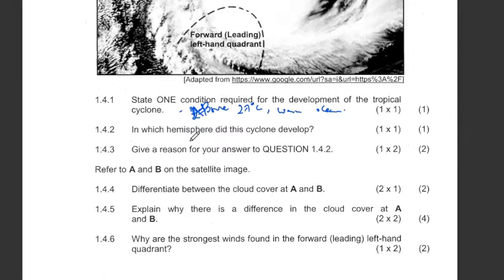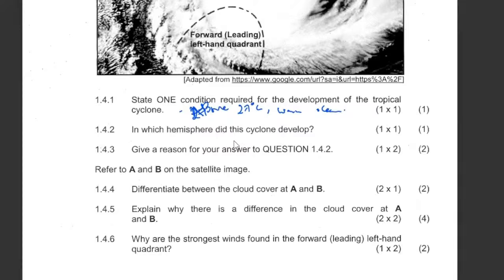One condition that is required for the development of a tropical cyclone: temperatures must be above 27 degrees C. One mark, the temperatures above 27 degrees C. Also look at the warm ocean as a factor, and continuous condensation. All those are conditions. We just need one.